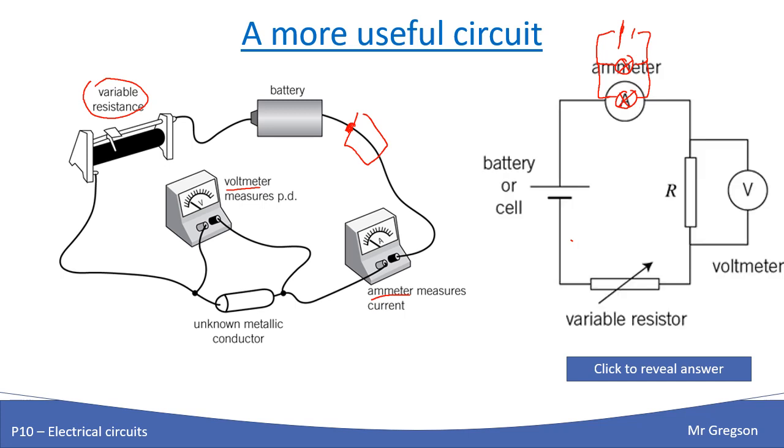Oh, and I've drawn all over the top of it up here, but you get the idea. So here are the labels of battery or cell, variable resistor. Now you'll notice it's a box shape, so rectangular shape. The resistor is labeled with an R, it doesn't need to be necessarily. An unknown metallic conductor, that could be anything. But it's something with resistance, so they label it as an R for resistance.